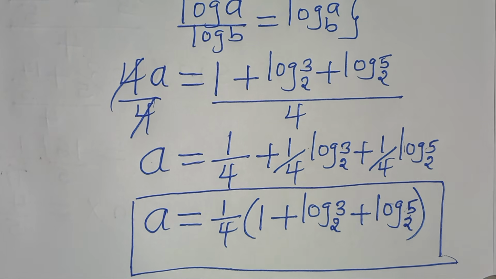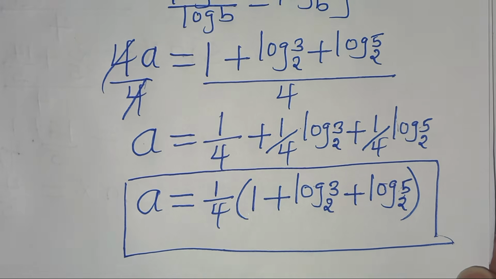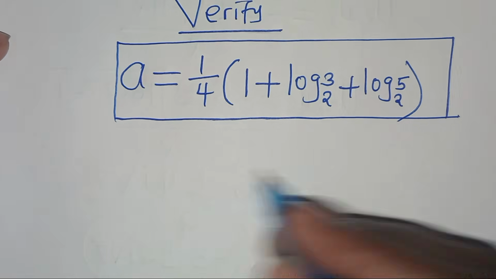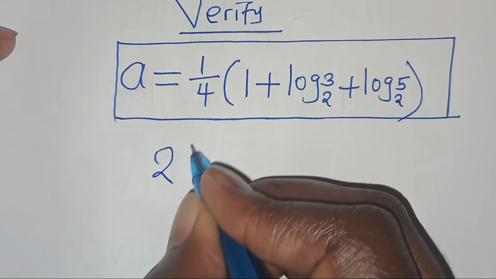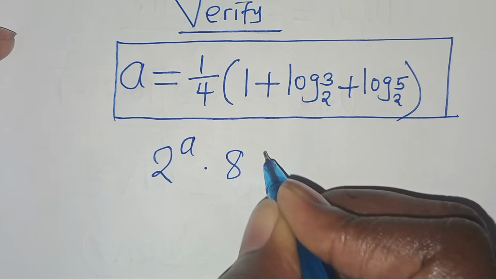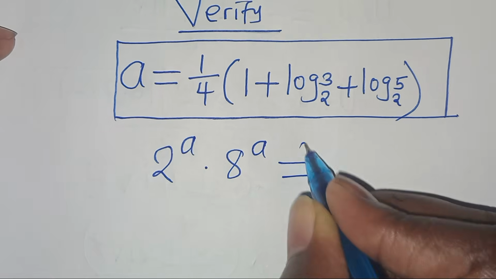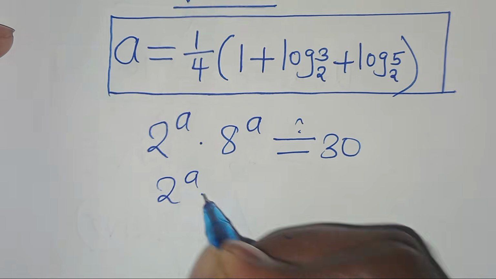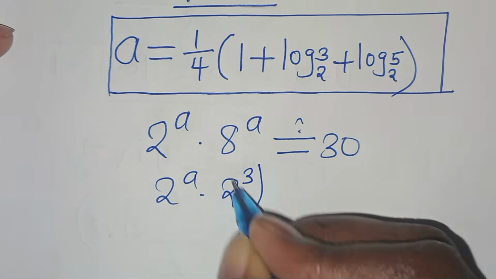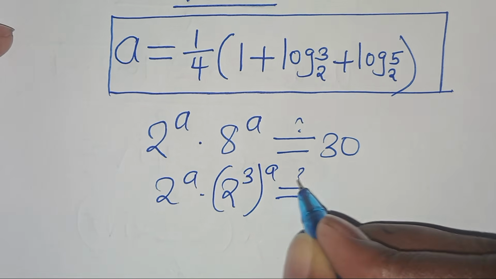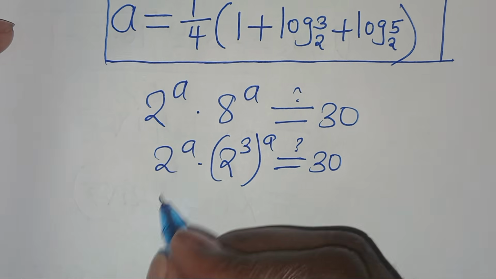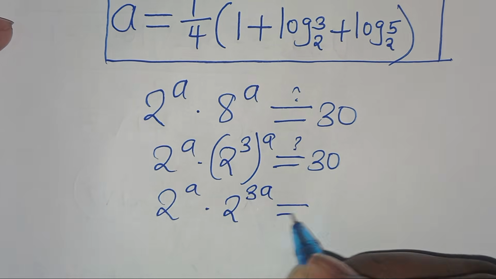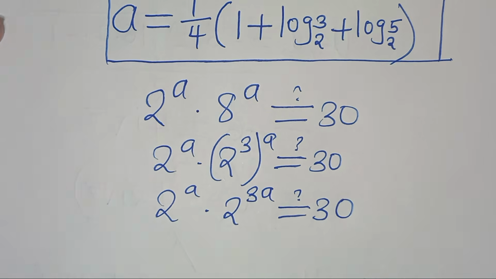The next step is to verify if this value of a satisfies the equation. If you recall, we have that 2 to the power of a times 8 raised to the power of a is supposed to give us a value of 30. Now, 2 to the power of a multiplying by 2 to the power of 3 raised to the power of a, so this is 2 to the power of a times 2 to the power of 3a. This should give us a value of 30.